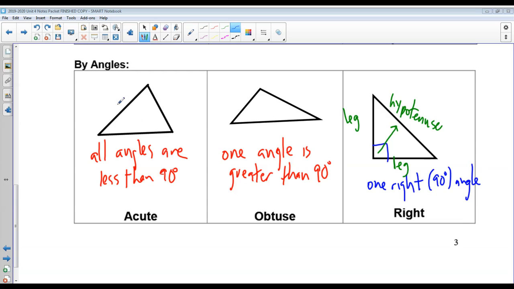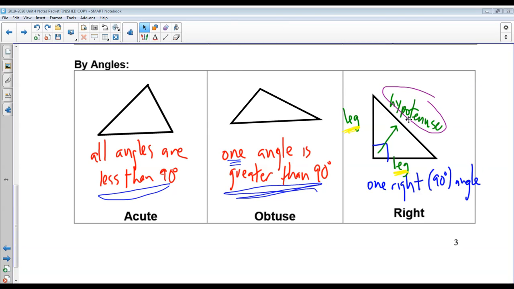Acute triangle, all the angles are less than 90. Obtuse triangle, one angle is greater than 90, right? They all can't be greater than 90. Otherwise, that would be too many degrees. It would be greater than 180. So one angle is greater than 90 in an obtuse triangle. And then a right triangle, this is some really important vocab for later in the year. One angle is 90 degrees. Just like isosceles triangles, in right triangles, we have 2 legs, and then we have the hypotenuse. All right, sometimes that word hypotenuse gets thrown around a little too much.